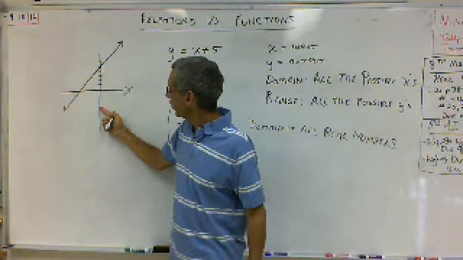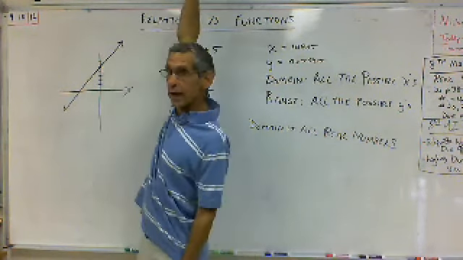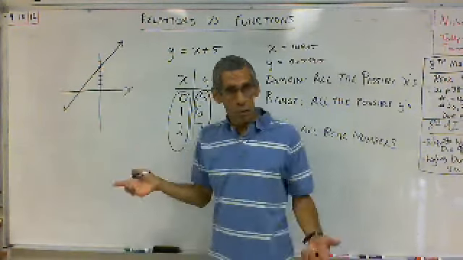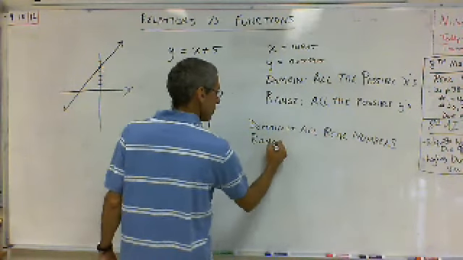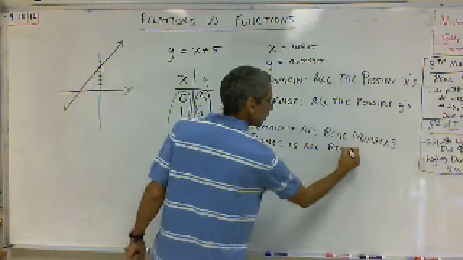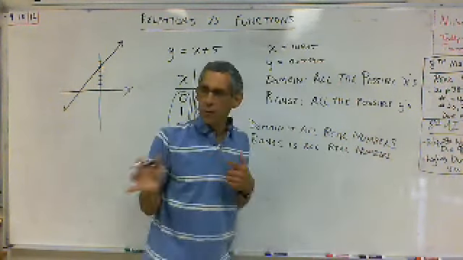If I go down here, there's an x. If I go up here, there's an x. If I go way up here, there's going to be an x way over there. Way down here, there's going to be an x way over there, right? So the same thing is true for the range. The range is all real numbers. Right? Does that make sense so far?